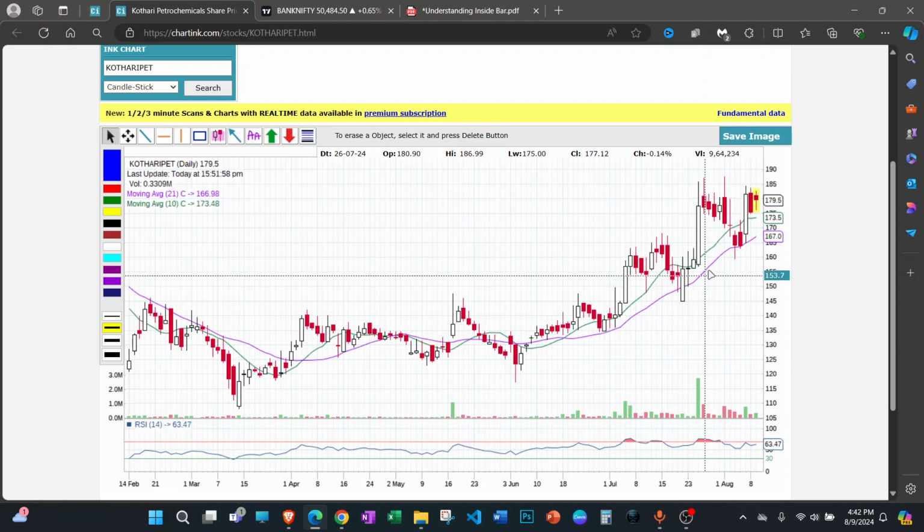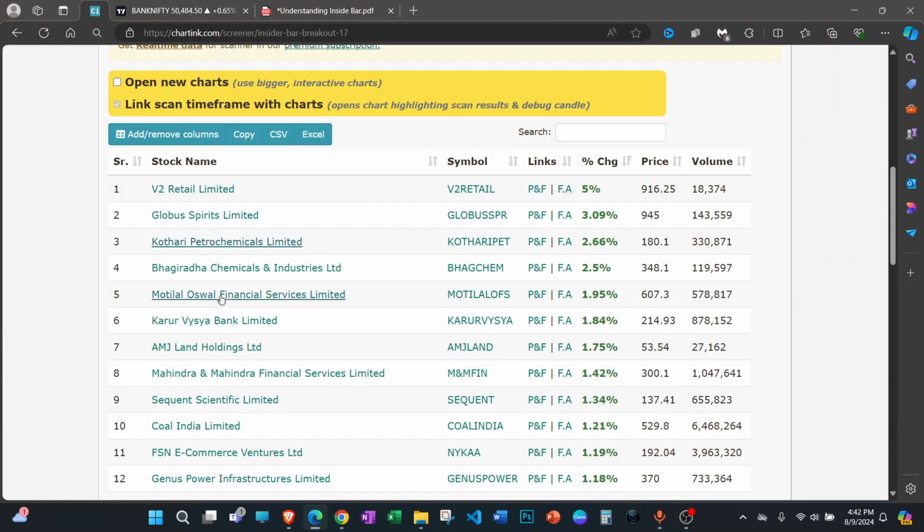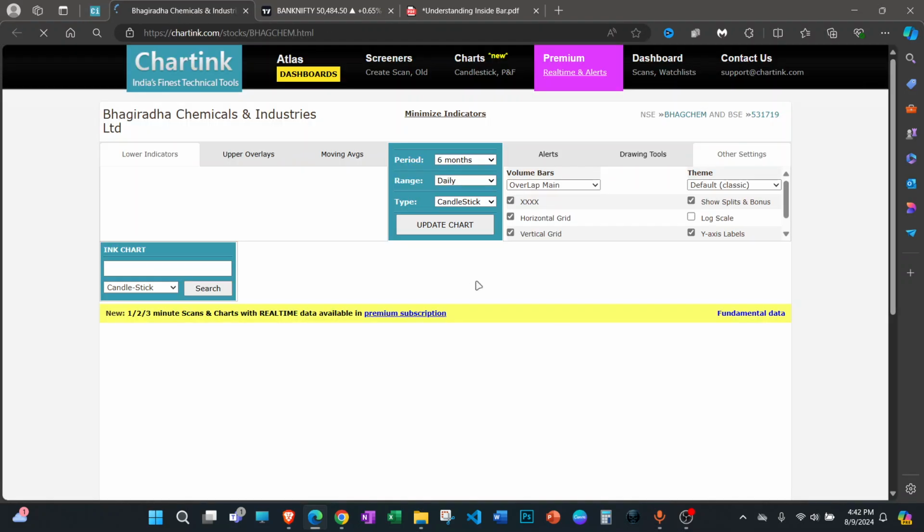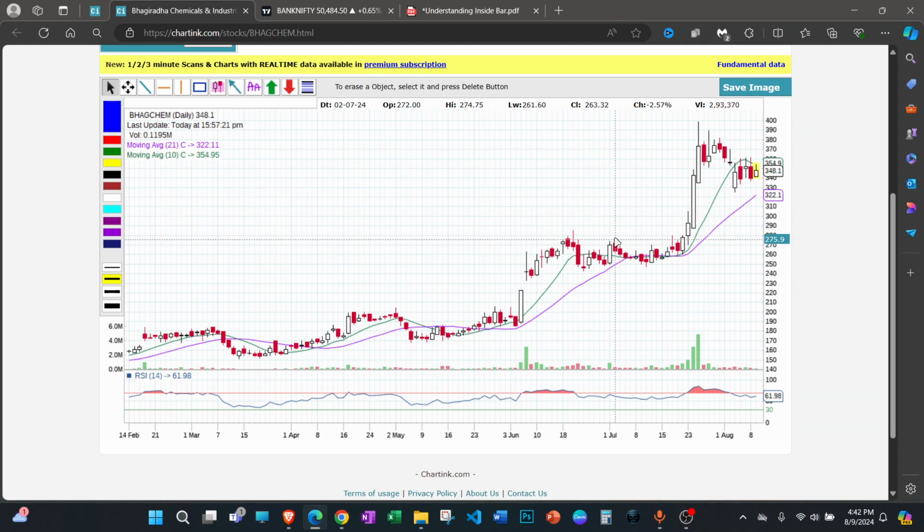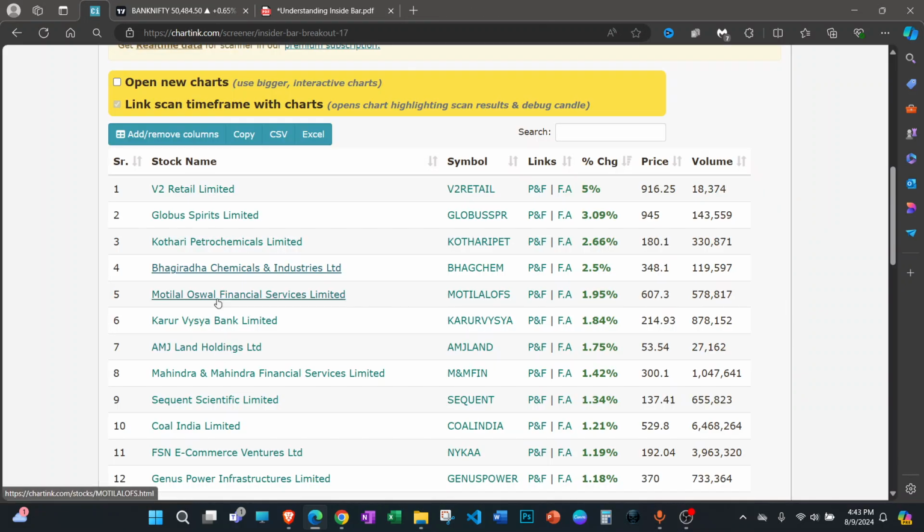So again, this is a good uptrend here, and we have clear resistance here, and we have two inside days within the range of this larger candle. Next is Bhagirath Chem. Again, this also I spotted from my manual scan. It was forming inside bars here, but then the market fell, and now it is forming inside bars again, although it is below the 10-day moving average, well above the 21-day moving average. So one thing to keep an eye on.